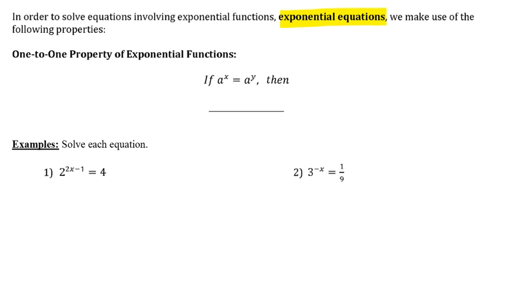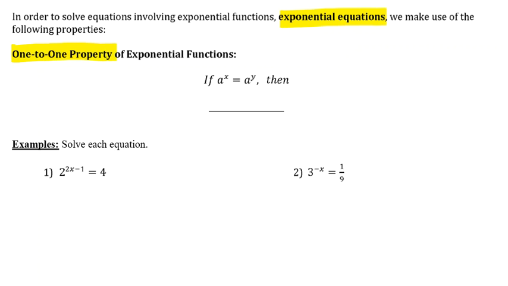Now I just want to preface this by saying that some exponential equations do not lend themselves to using this property. We'll investigate those other fancy or bougie techniques later on. But for now, we'll have exponential equations that can be solved using the following property. And that property is known as the one-to-one property of exponential functions. And it basically says this.